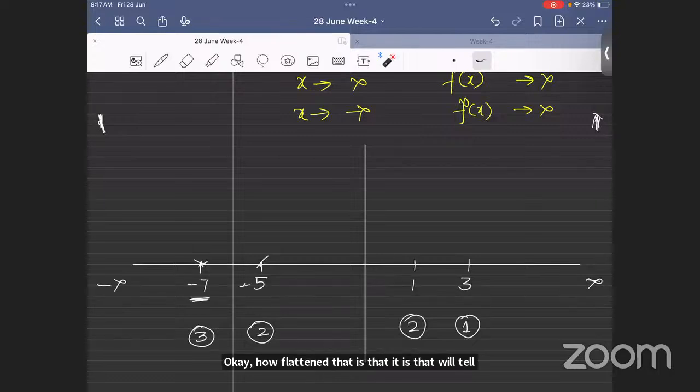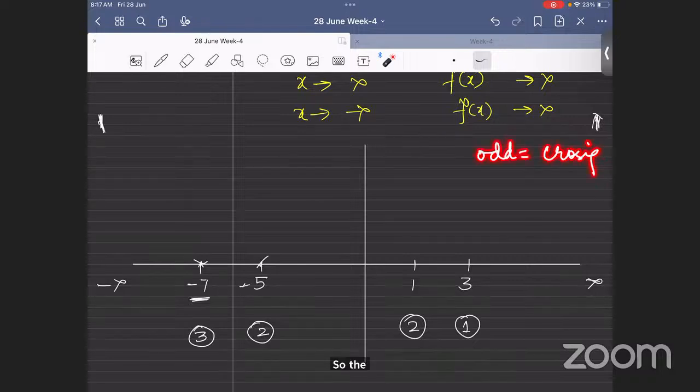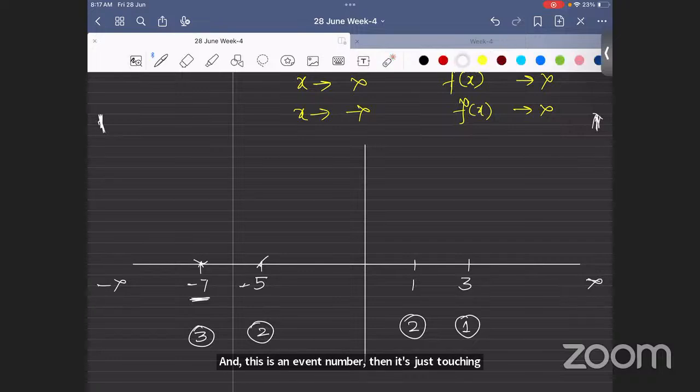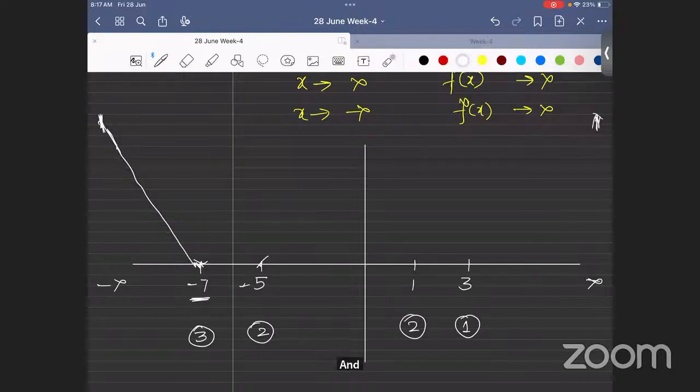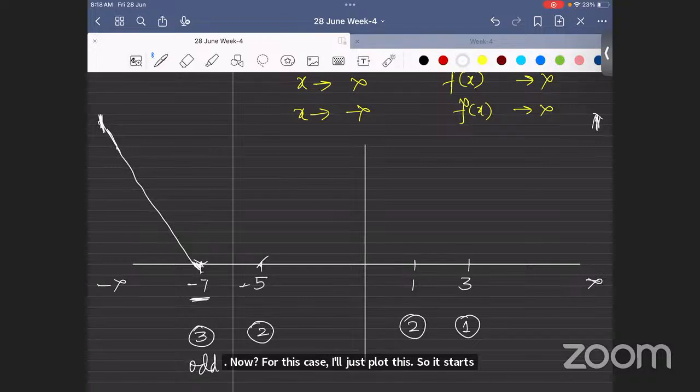The only thing that you should be knowing is, if this is an odd number, then it is crossing the x-axis, and if this is an even number, then it's just touching or bouncing back, tangent. Now for this case, I'll just plot this. So it starts from here, then it will go here, because I told you it is an odd number. So odd number, it will cross. It will start going like this.